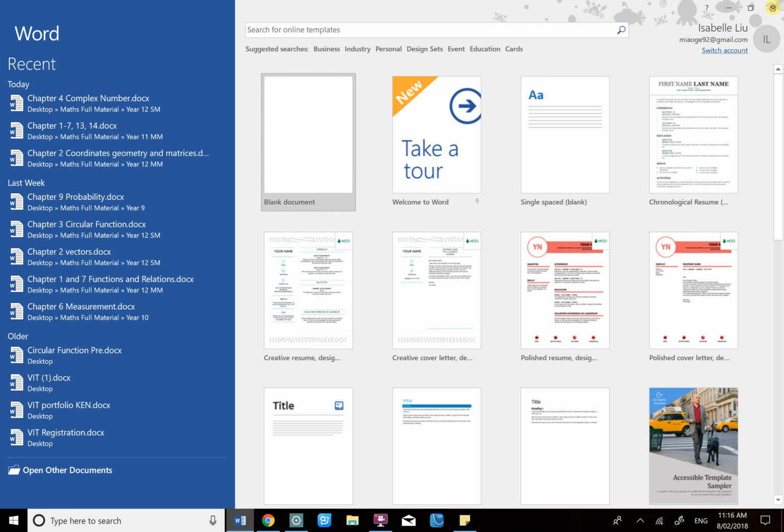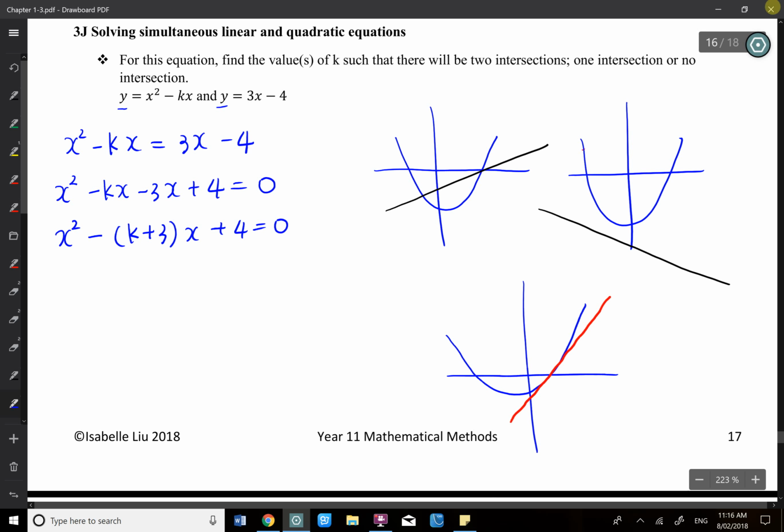Therefore, we can see the a value is 1 in this case. The b value is minus bracket k plus 3. And the c value will be 4. Remember to include the negative sign as well, because that's part of the value of b. So we need to take the sign into consideration.